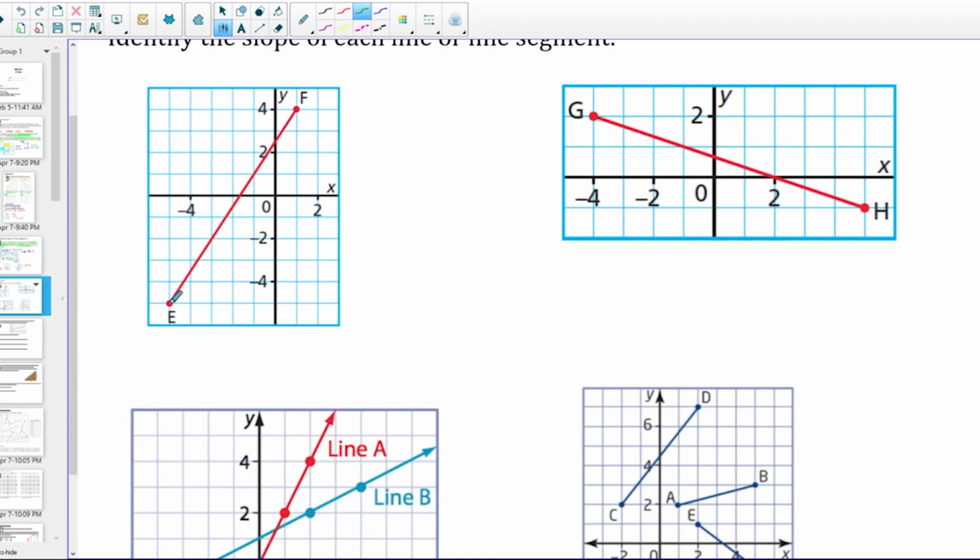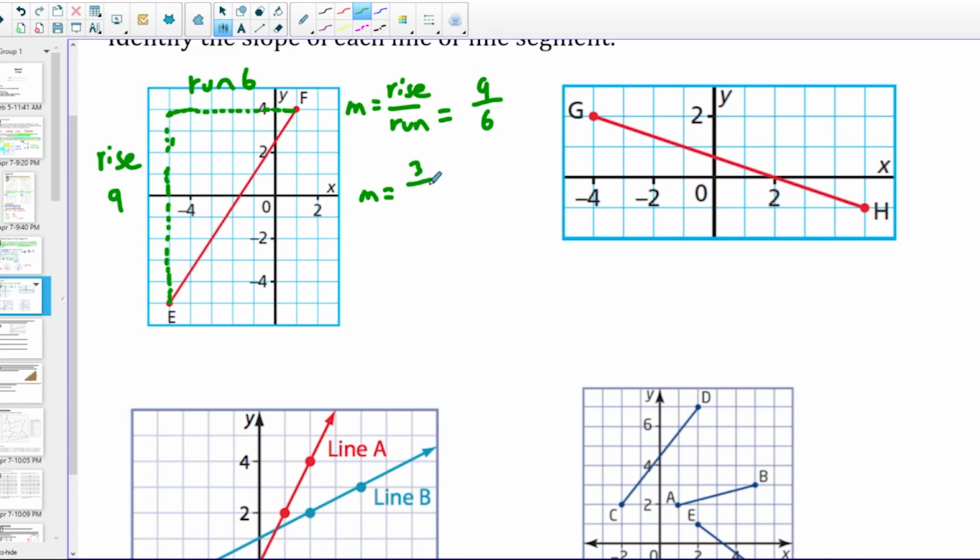So if we take a look at this first problem, we're going to look at the rise. And we can see here that going from left to right, we are moving up 9 units, so our rise is equal to 9. And then our run, as we're moving from left to right, is going to be 6. We know that slope is equal to rise over run. So we get 9 over 6. We can reduce this to lowest terms by dividing both the top and the bottom by 3, and we end up with slope is equal to 3 over 2.